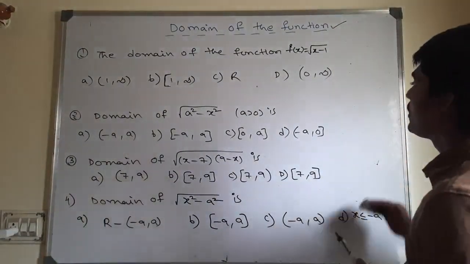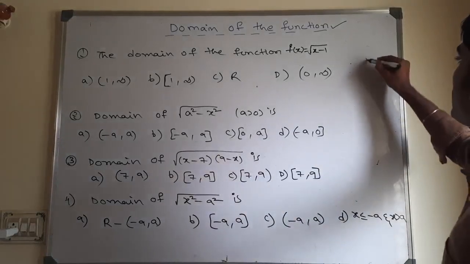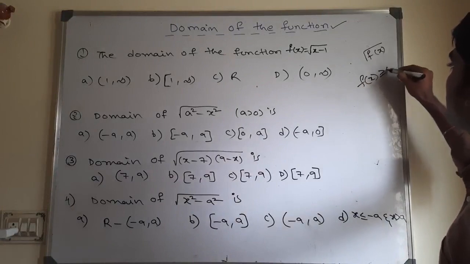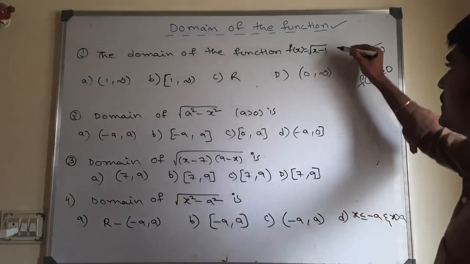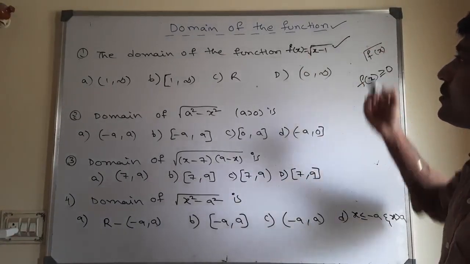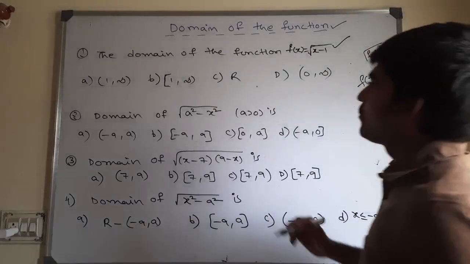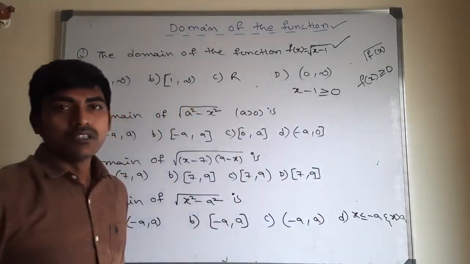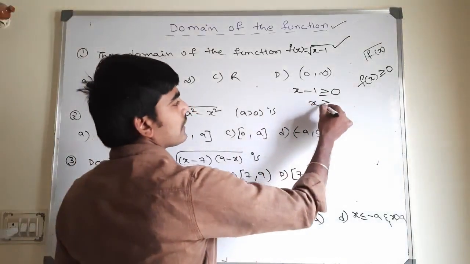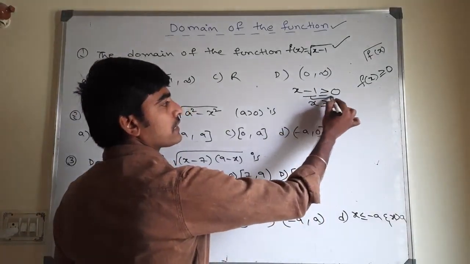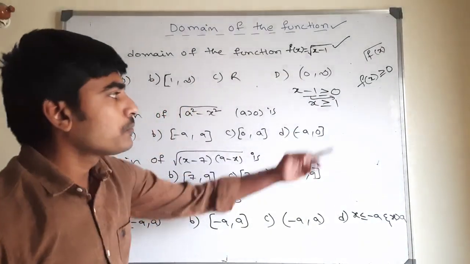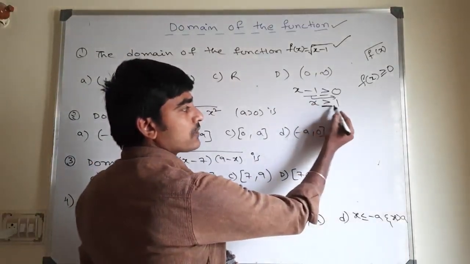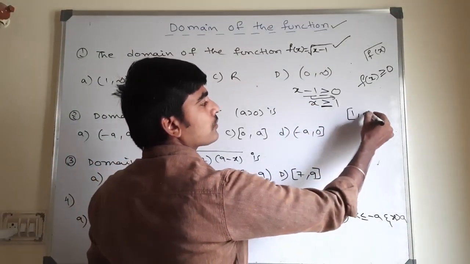See, I am telling you all, if I have the square root of f of x, then f of x is always greater than or equal to 0. That means I have the square root of x minus 1. Then x minus 1 is greater than or equal to 0, so x is greater than or equal to 1. This minus 1, if you send it to the other side, I get plus 1. So the minimum value is 1, and the maximum value is infinity. If this arrow is there, it means including 1 to infinity.